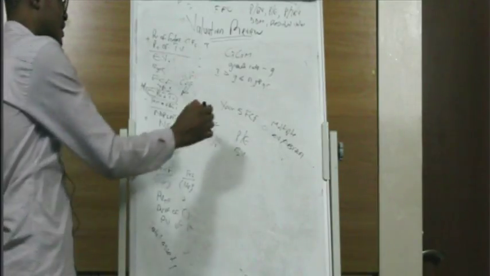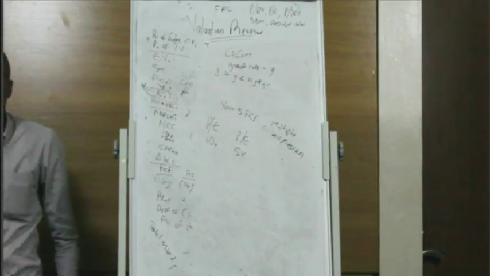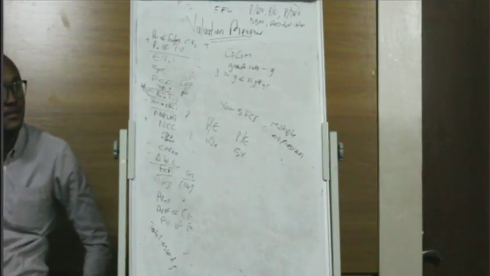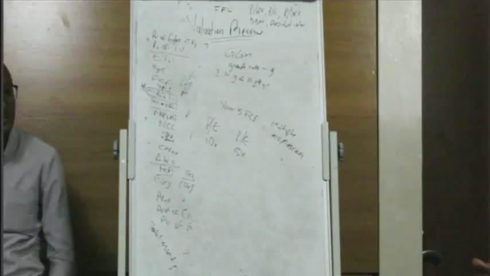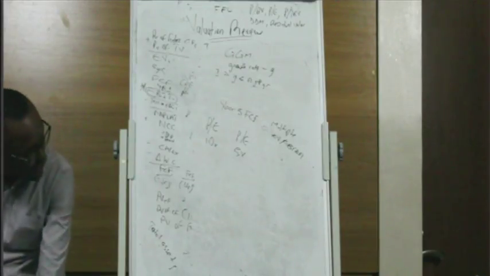A company has a price to earnings of 10 times, while another company has a price to earnings of 5 times. Of the two, which would you invest in?